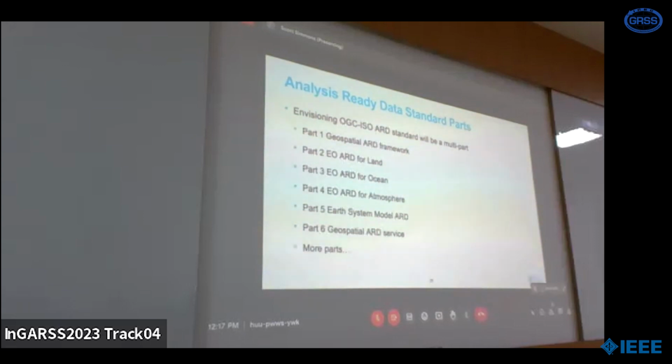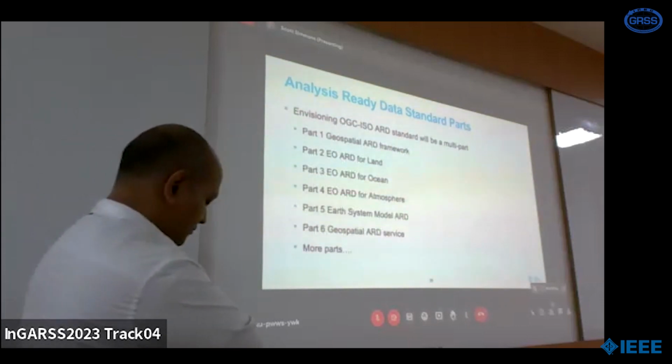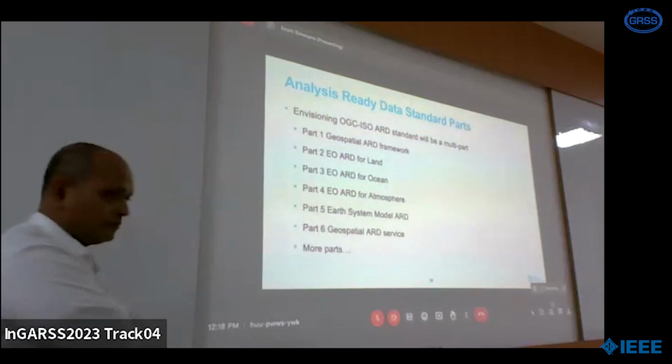The first part, the second part after that, is Earth observation analysis ready data. So CIOS has that in general. We're going to break it into more specific pieces because you need to look at Earth observation data through different lenses. So we'll have land, ocean, and atmosphere.